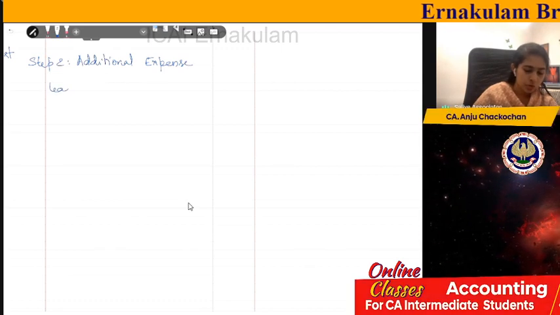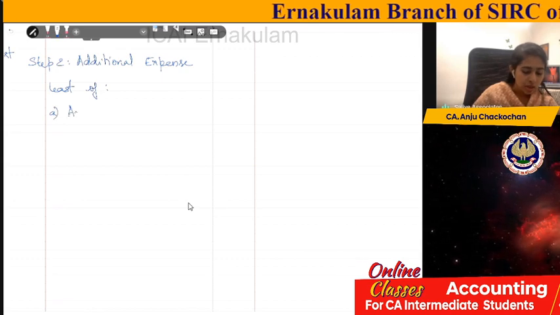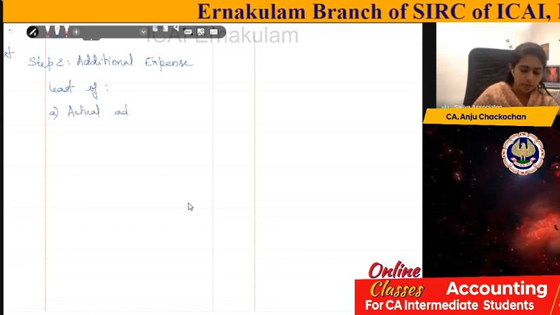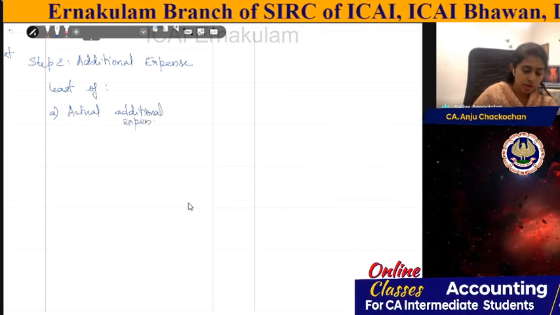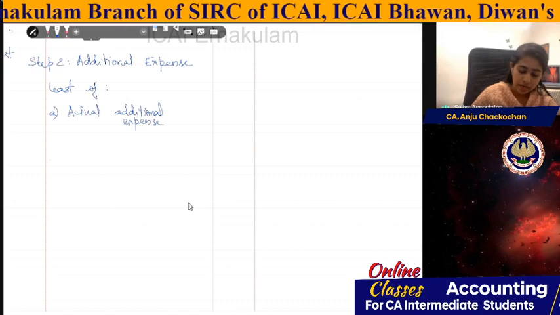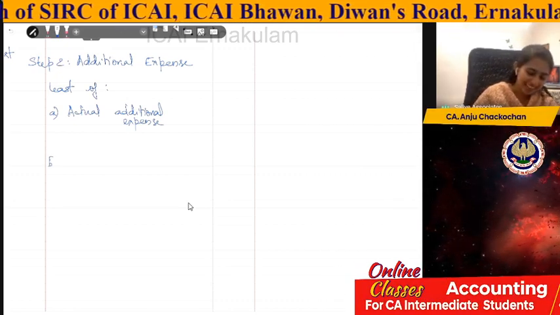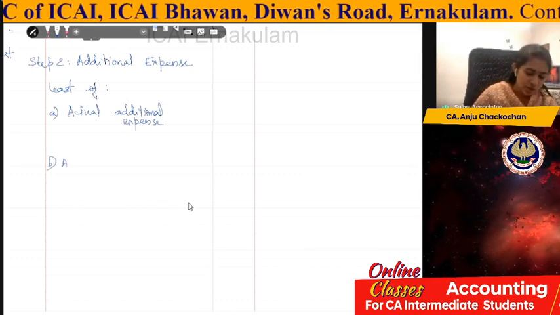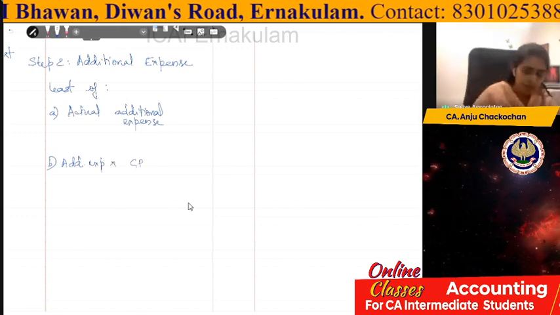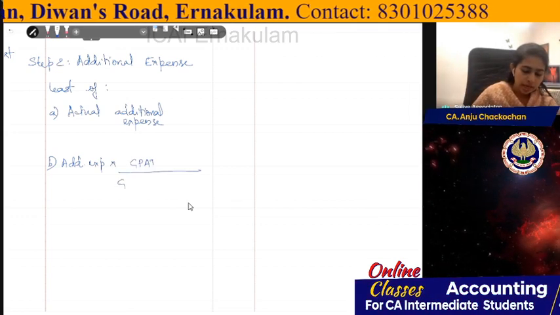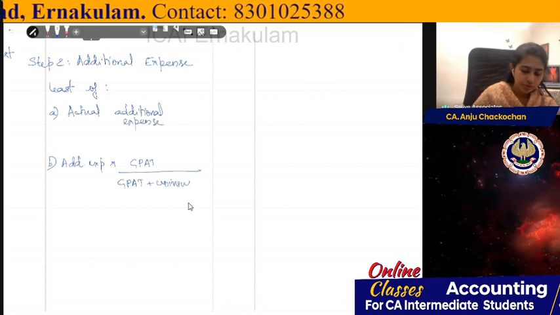Okay, so step 2, additional expense. It is least of the first one: what is the actual additional expense, which we'll be filling up. And the second one is a formula based one. I'll just write down the formula, and the rest you will be doing. It is actual additional expense into GPAT whole divided by GPAT plus uninsured standing charges.